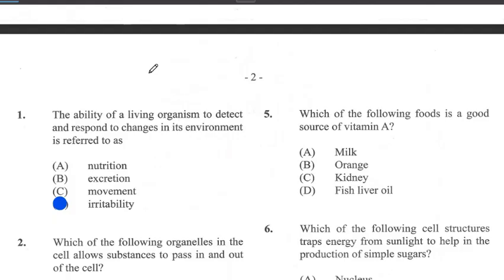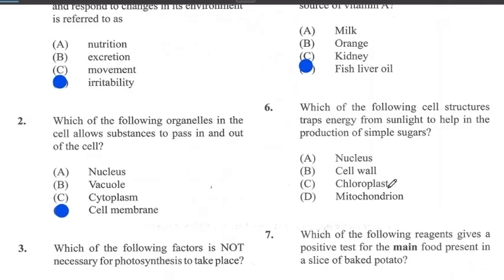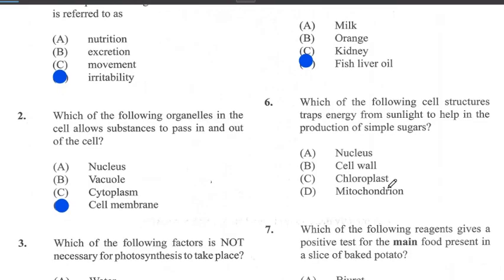Which of the following foods is a good source of vitamin A? That would be fish liver oil. That's a good source of vitamin A. Which of the following cell structures traps energy from sunlight to help in the production of simple sugars? That would be the chloroplast.